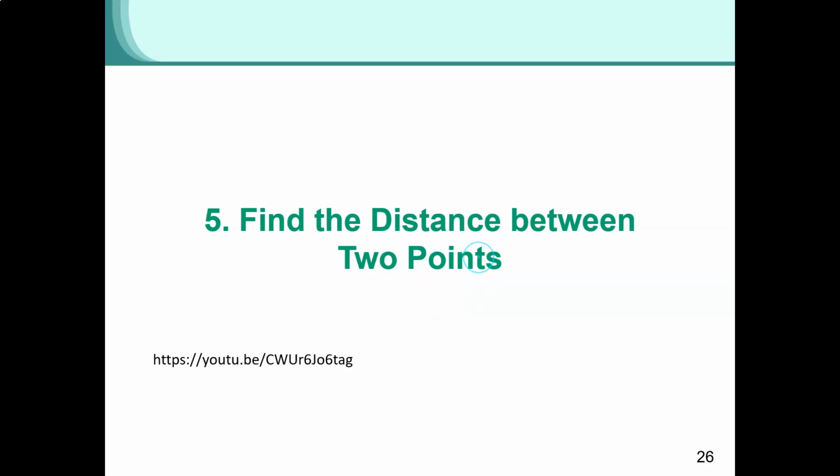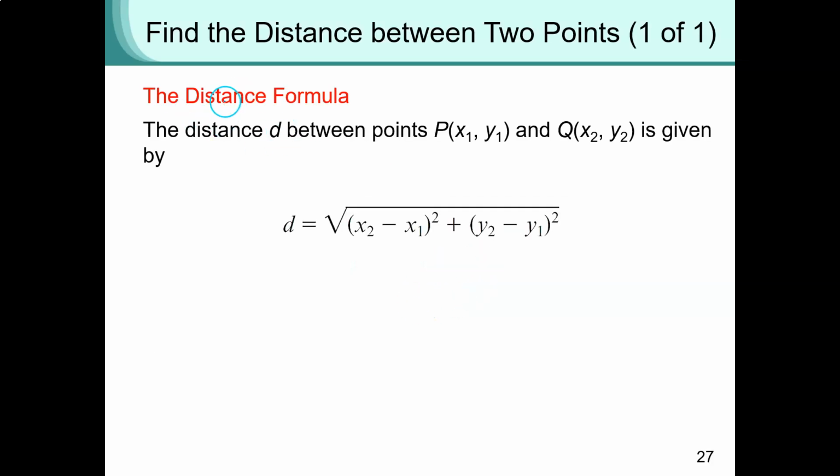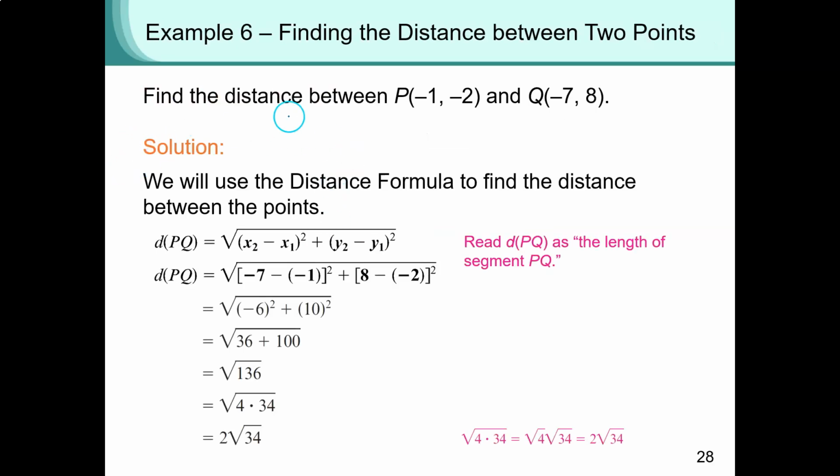Now find the distance between 2 points. The distance formula is the square root of x2 minus x1, everything squared, plus y2 minus y1, everything squared. So this is the distance formula. You need at least 2 pairs of points in order to apply the formula. Let's take a look at an example. These 2 points P and Q have x, y coordinates. We need to find the distance. So we just use the formula to apply it, right?